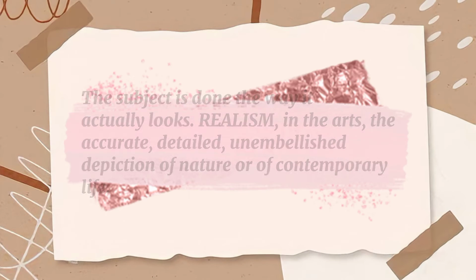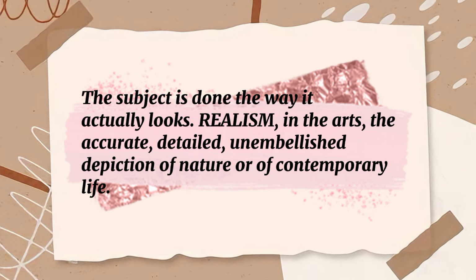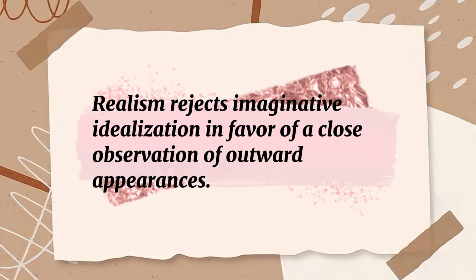So here are the different forms of art. The first one is realism. The subject is done the way it actually looks. Realism in the arts is the accurate, detailed, and unembellished depiction of nature or of contemporary life. Realists reject imaginative idealization in favor of close observation of outward appearance.